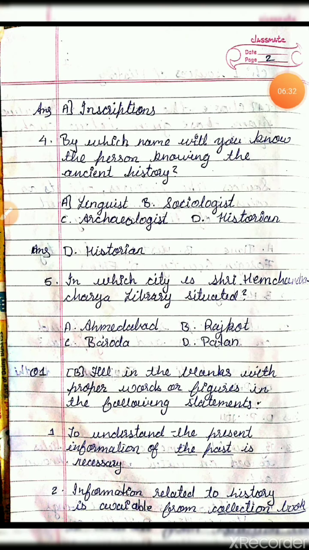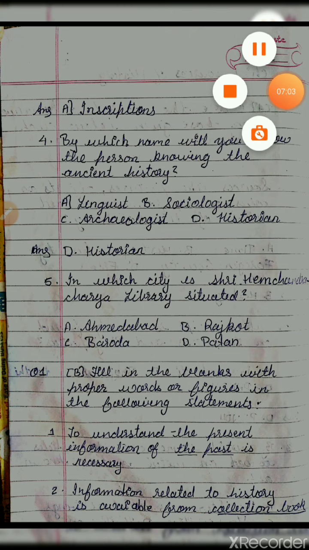Now the second one: information related to history is available from dash. How can you know the information of history? It is from the collection of books. Collection of books, that is the blank you need to complete.